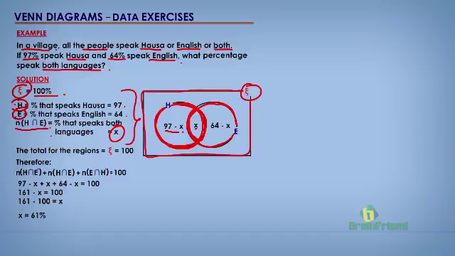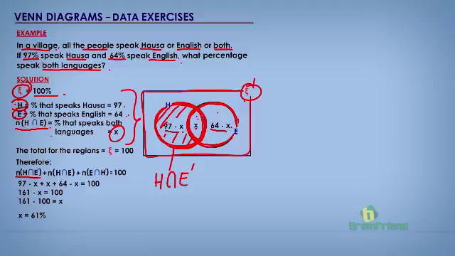For our percentage of persons that speak English, this region would also be 64, which is the percentage of all that speak English, minus those that speak both English and Hausa. That would be the region here, 64 minus X. So we have our information. The intercept therefore would be our shaded part here. That is H intersection E prime.